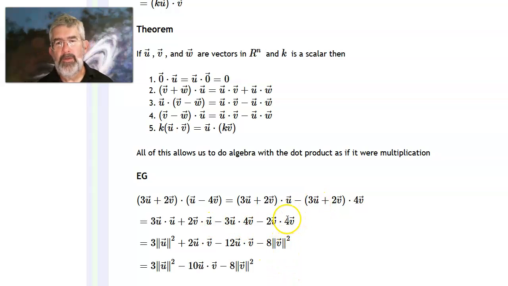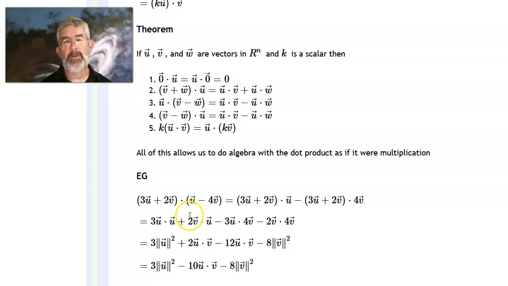Now, these constants can come out in front. So for instance, here the 2 and the 4 become an 8. But then v dotted with v is the length of v squared. Likewise, the u dotted with u is the length of u squared. The two things in the middle, actually, before I do the two things, though, what I want to say is the result of the two.